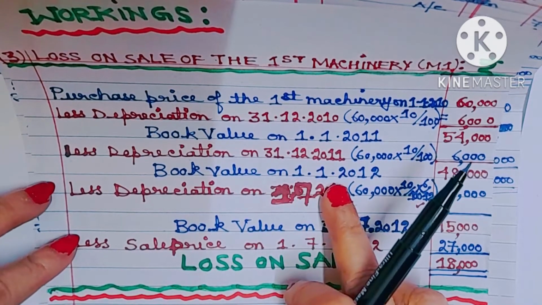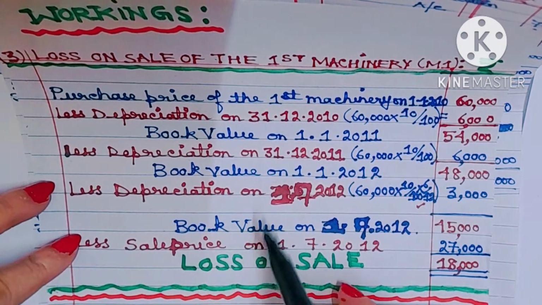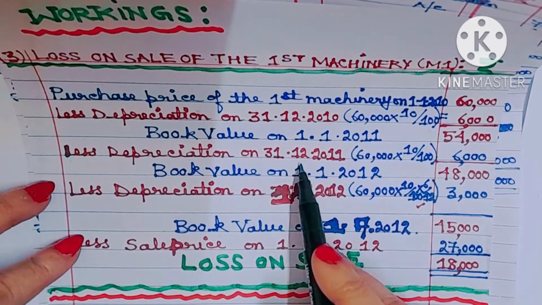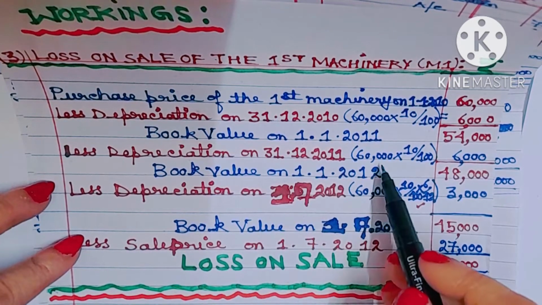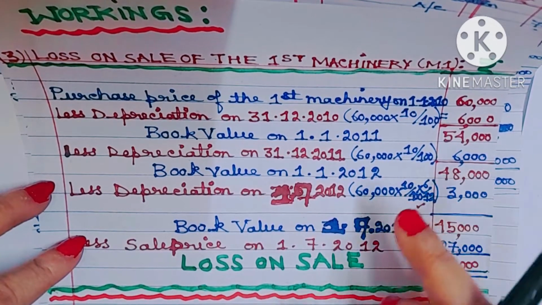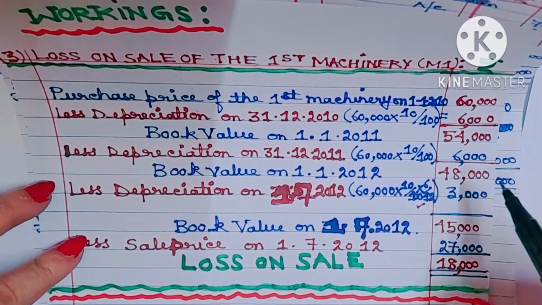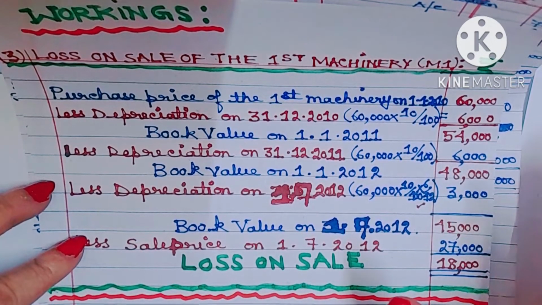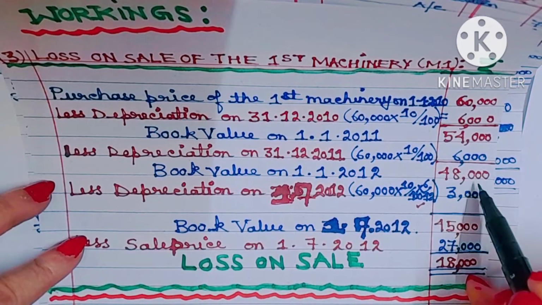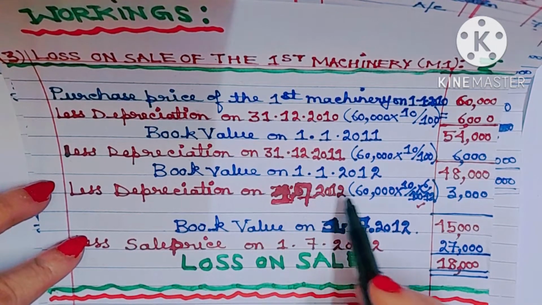So first machinery 2011 ছিল. So we got to charge depreciation again. So less depreciation on 31st/12/2011. That is 60,000 into 10 by 100. 6,000 again. Depreciation amount will be same every year because depreciation is charged on the original cost of the machinery. Understood? So 54,000 minus 6,000 will give you 48,000. So the book value on 1st January 2012 will be 48,000.